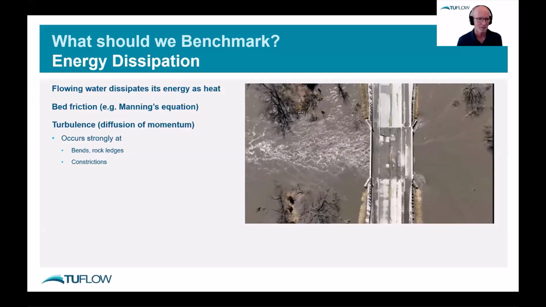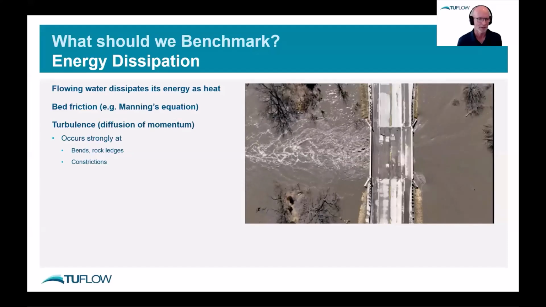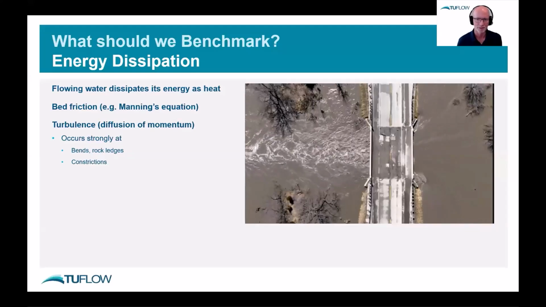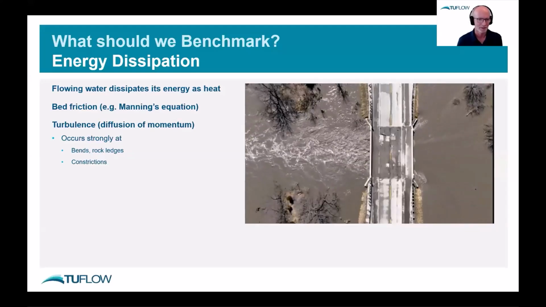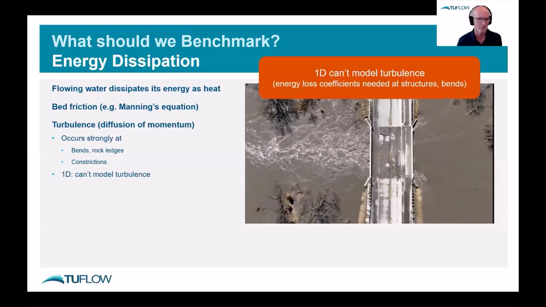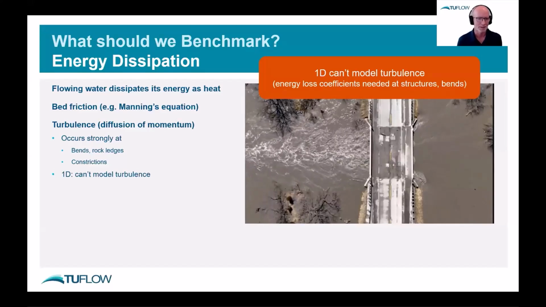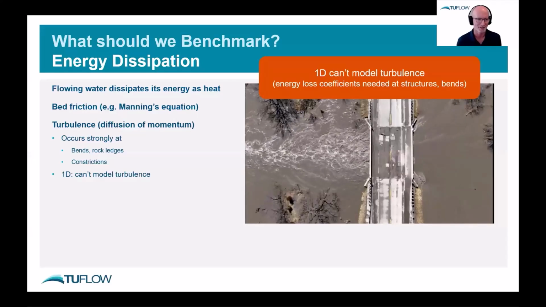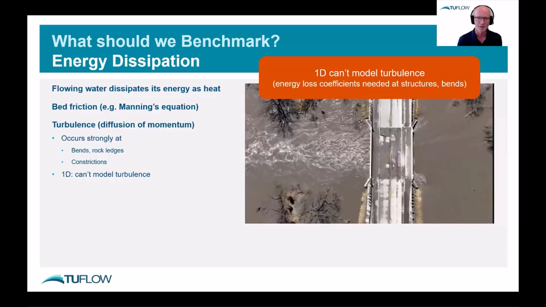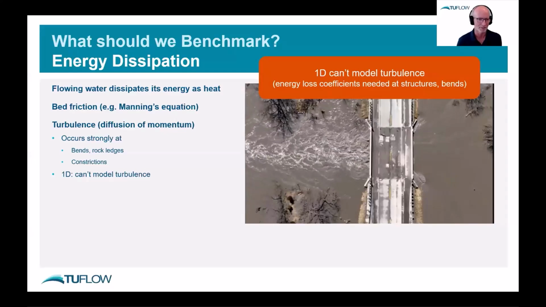And that occurs very strongly where you have a sharp bend or a rock ledge underneath the water, where you have constrictions, such as in that little video, the flows come in through the bridge and expanding. So you're getting a lot of energy loss through that type of structure. So importantly, what we as modelers need to appreciate is 1D can't model turbulence. It's just too simple to do it. So what we do is we apply energy loss coefficients at structures and bends to compensate for that. And that's been done for many years with great success.